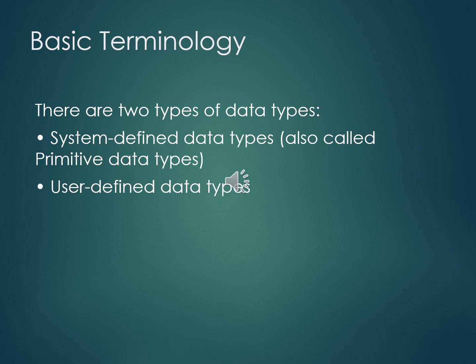Types of data types. There are two types of data types: system-defined or primitive data types like int, float, and char, and user-defined data types such as structures in C or classes in Java. These allow us to group different kinds of data together for more flexible and meaningful data handling.